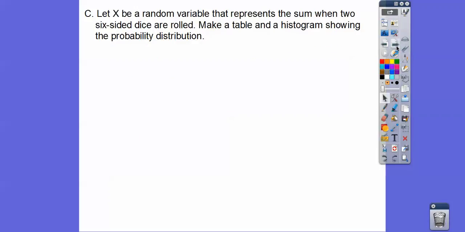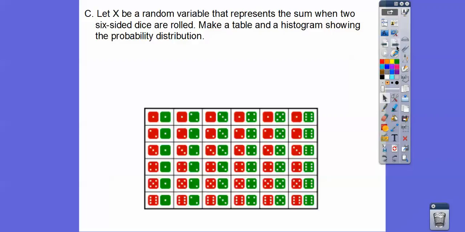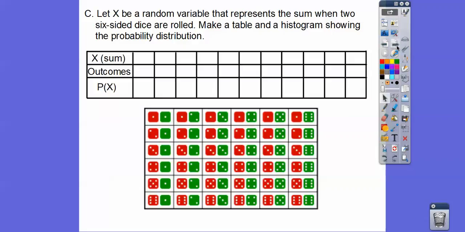So let x be a random variable that represents the sum of 2 6-sided dice when they're rolled. So let's make a table and a histogram showing the probability distribution. Okay, so here's our rolling 6-sided dice. So we can get a 1 and a 1. So we want to know the sum. So we can get a sum of a 2, a 3, a 4, a 5, a 6, or even a 7 right there. Here we can get a 3, a 4, a 5, a 6, a 7, or an 8. Can you see they're going up? This is going 4 through 9. This one's going 5 through 10, and so on. So we can get sums of 2 all the way up to 12 right there.